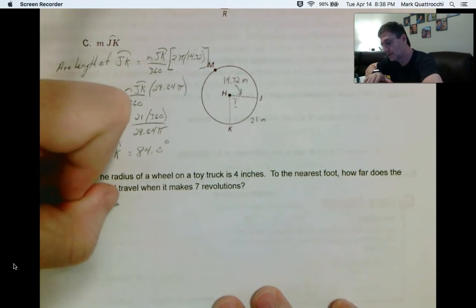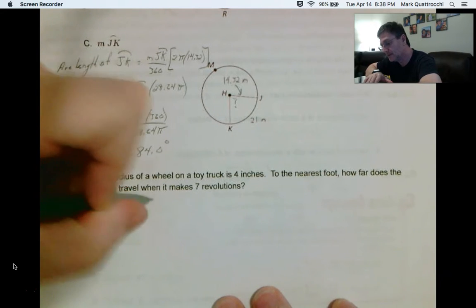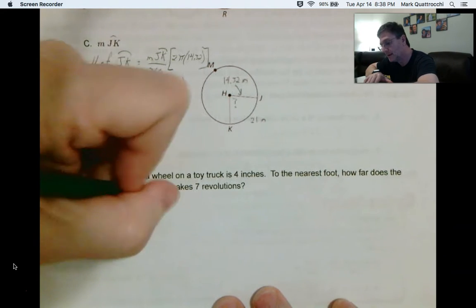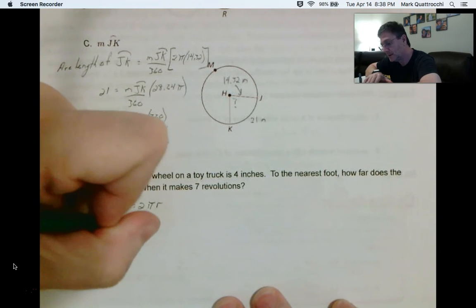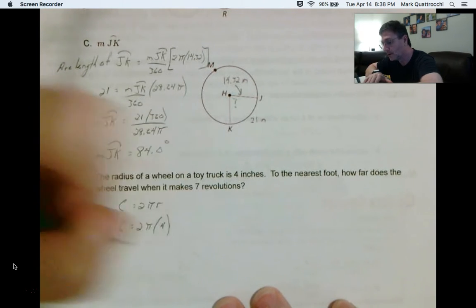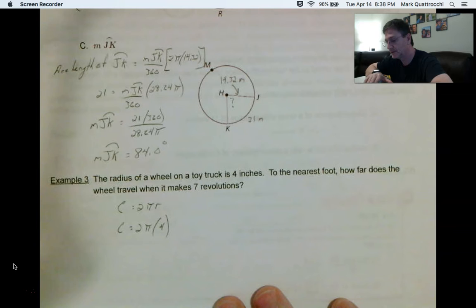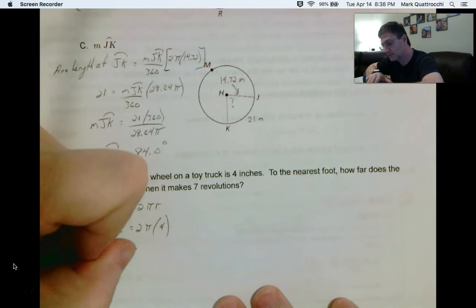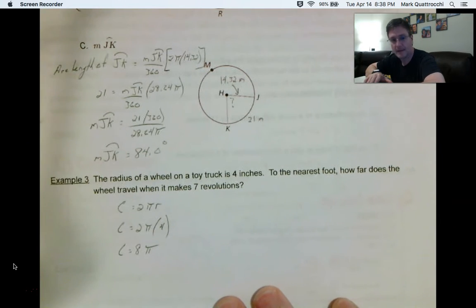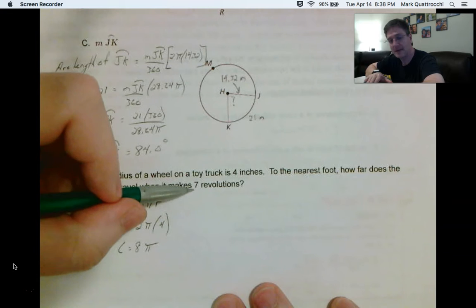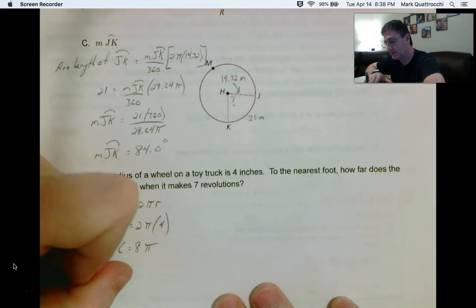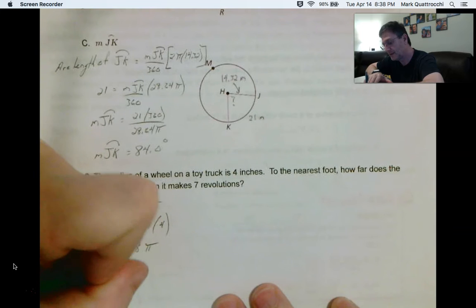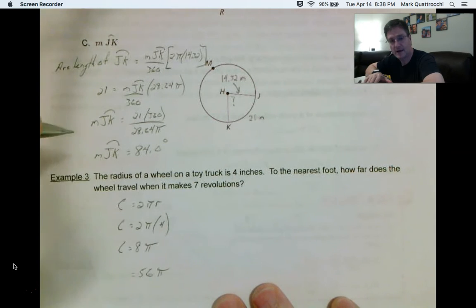Well, 1 circumference equals 2 pi r. Circumference equals 2 pi times 4. Right? Our truck wheel is 4 inches. So circumference is equal to 8 pi. But we want to make 7 of these revolutions. So we're going to multiply both sides by 7. So now we have 56 pi. That's inches.